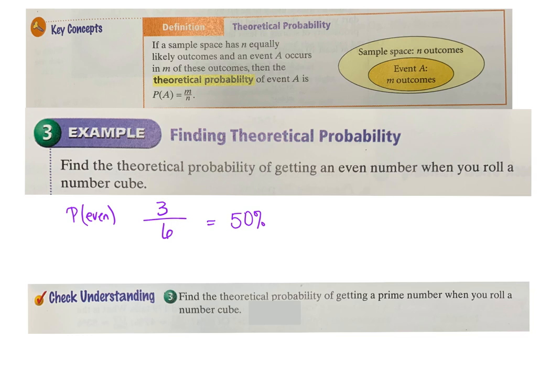So let's look at check understanding number 3, probability of getting a prime number. All right, for this one, what should you have gotten? Hopefully 50%. Questions on that? Yeah, a prime number is anything greater than 1 that is only divisible by itself and 1. So on the number cube, that would be 2, 3, and 5. Again, it would be 3 out of 6 or 50%.